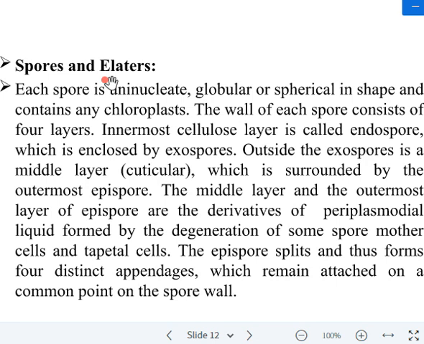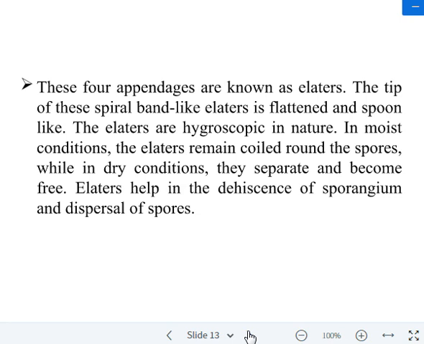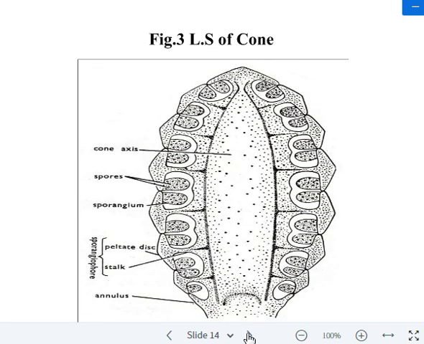So the presence of elaters along with the spores is the diagnostic feature of Equisetum, which plays an important role during the dispersal of spores from one place to another place. So spores are the reproductive units of Equisetum. I have discussed the function of elaters already. As I discussed, elaters help in descent of sporangium as well as dispersal and migration of spores from one place to another place.